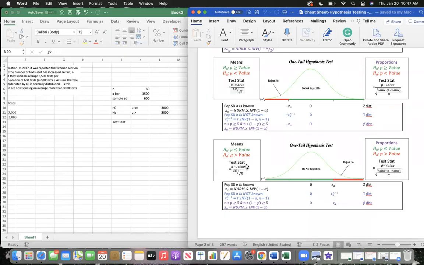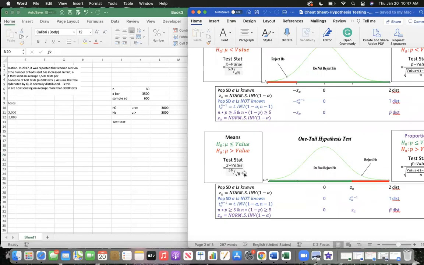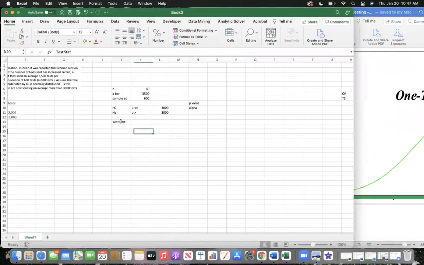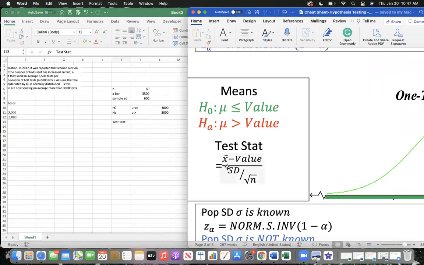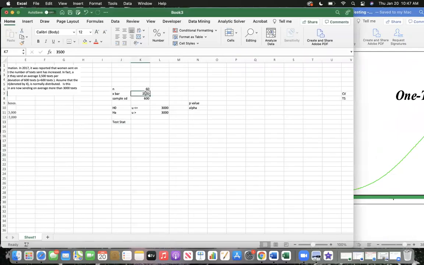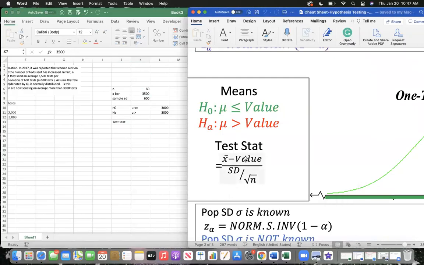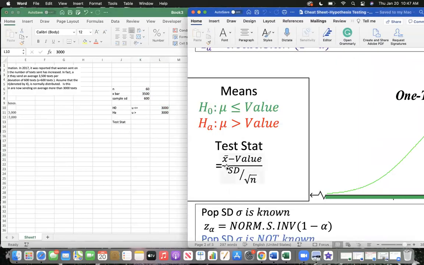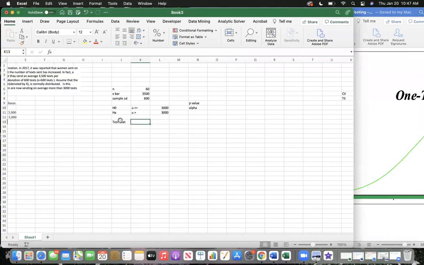So x bar minus value divided by standard deviation divided by square root of n. If you guys recall, this right here, standard deviation divided by square root of n, is your standard error. Okay. So to get our test statistic, we're going to take our x bar value, which we have right here. We're going to subtract out this value, which is this right here, 3,000, and we're going to divide it by the standard error.